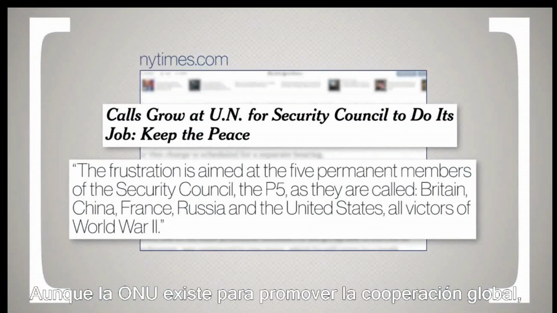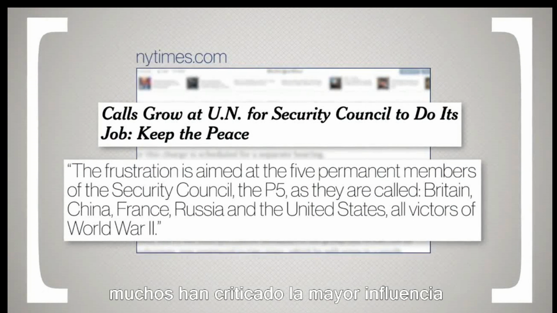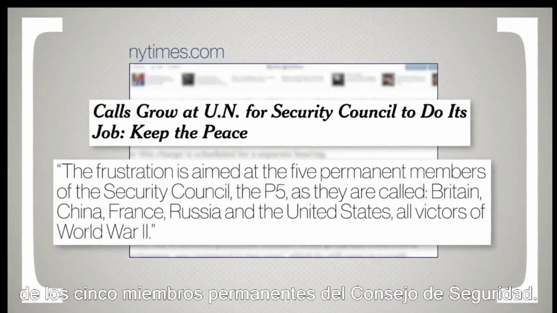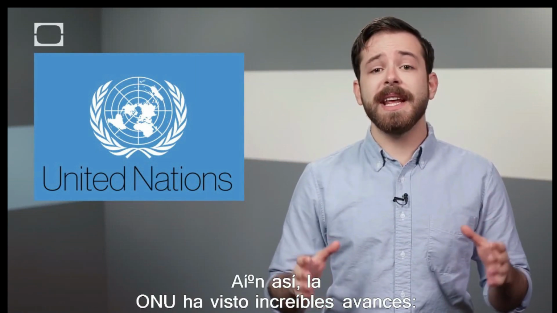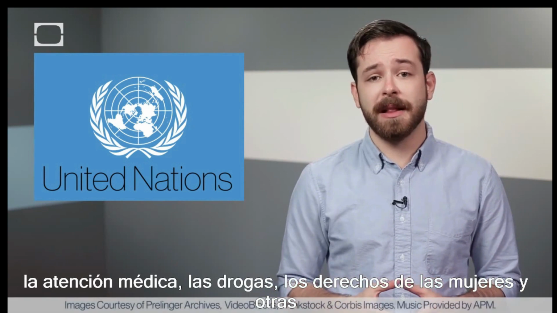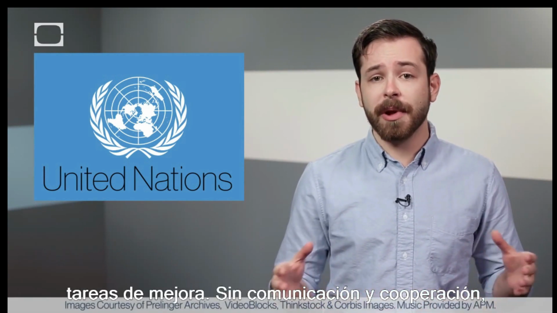Although the UN exists to promote global cooperation, many have criticized the greater influence of the 5 permanent Security Council members. Still, the UN has seen incredible advancement in fighting hunger, poverty, and child mortality. Without communication and cooperation, the world would be considerably worse.